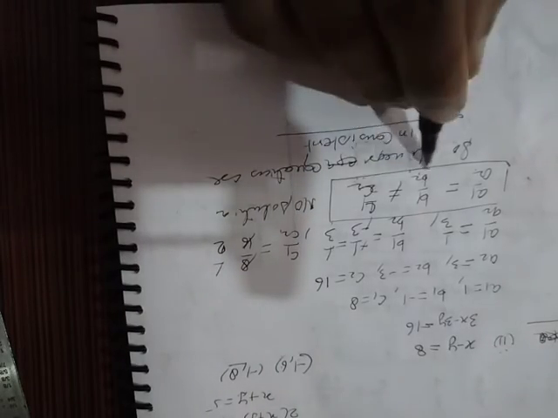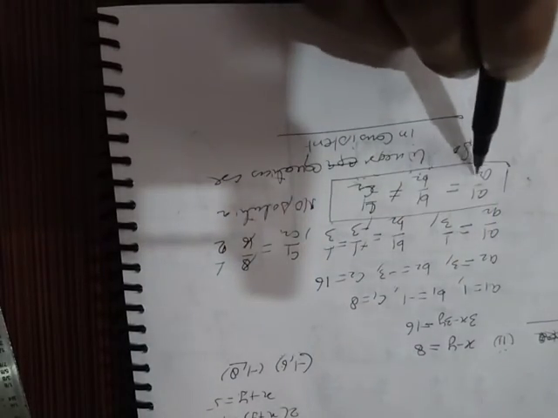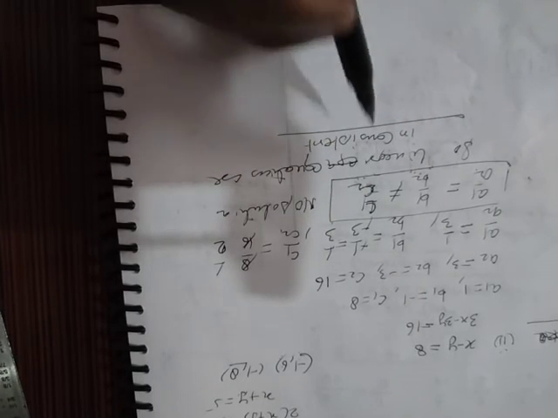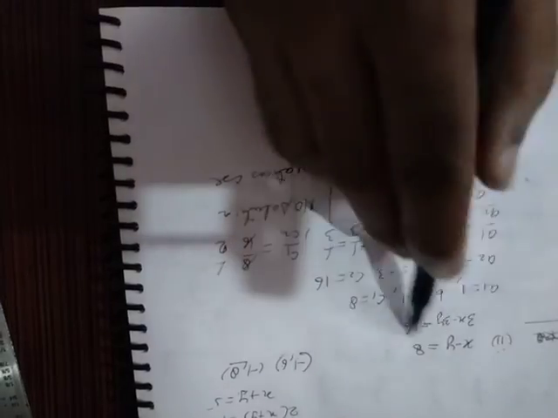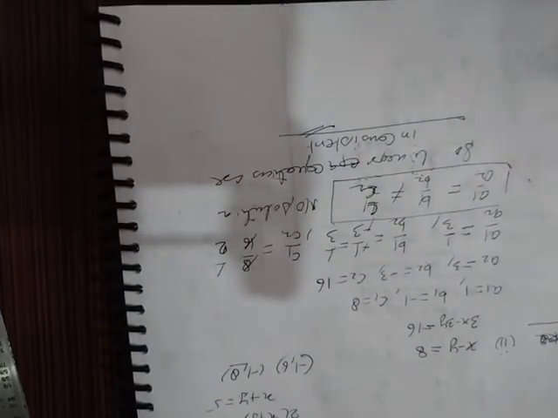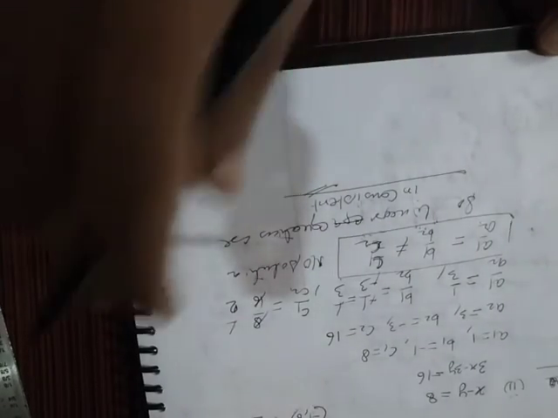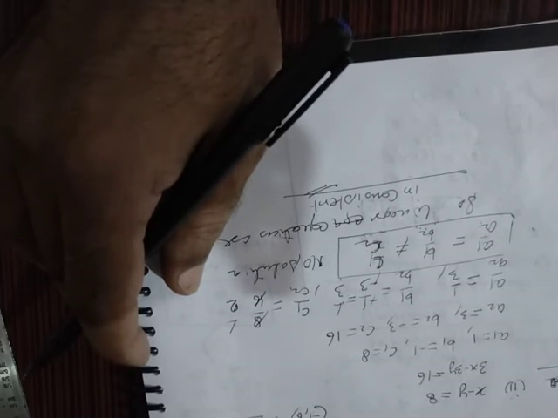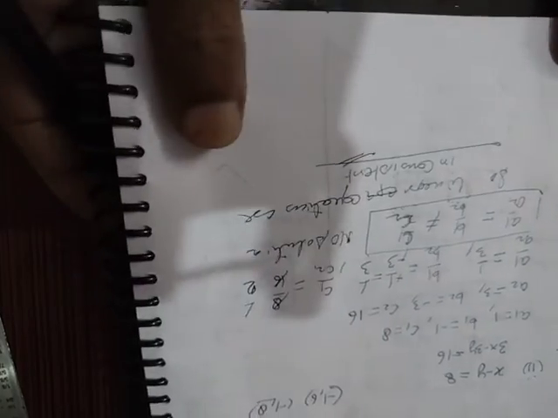Student, inconsistent, because these 2 lines will have no solution. These 2 lines will have no solution because the condition is a1 upon a2 equal to b1 upon b2 not equal to c1 upon c2. So in this case you can write these linear equations are inconsistent. Okay student. And you do the graph when the equations are consistent. So in this case, no need to plot a graph also.